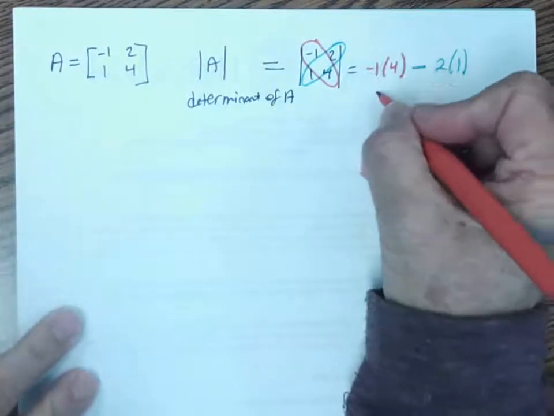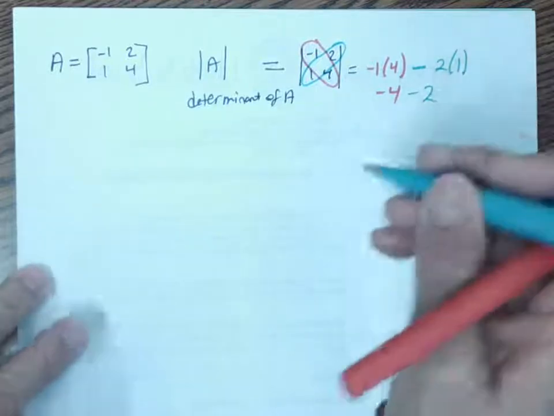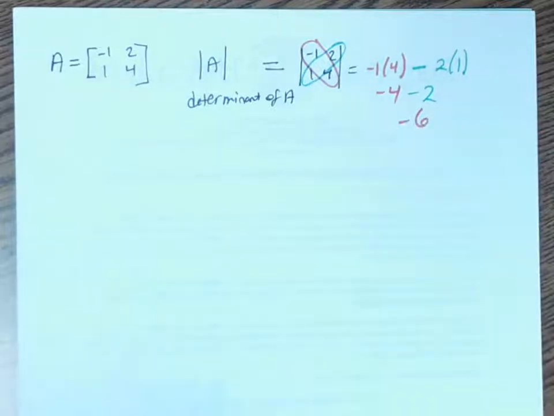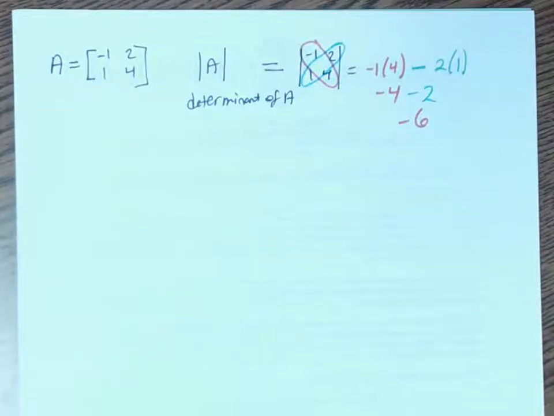So -1 times 4 is -4. 2 times 1 is 2. We're subtracting that. So my overall value here is -6. -6 is the determinant of this matrix. Okay, so let's do another one.